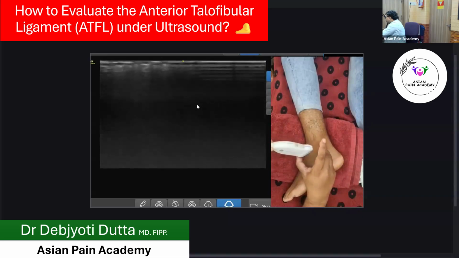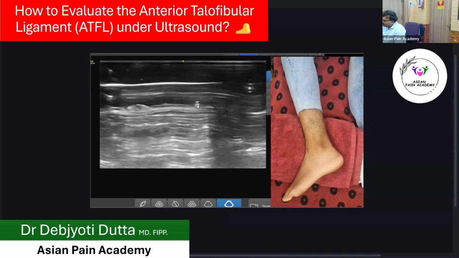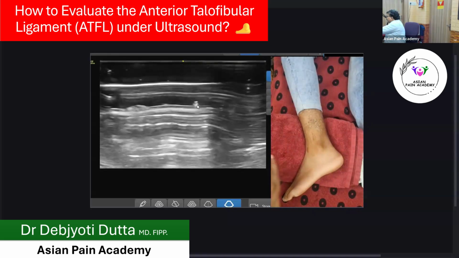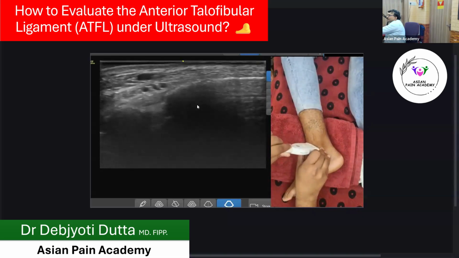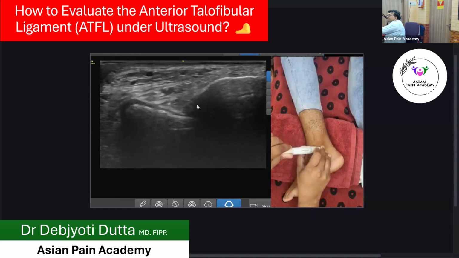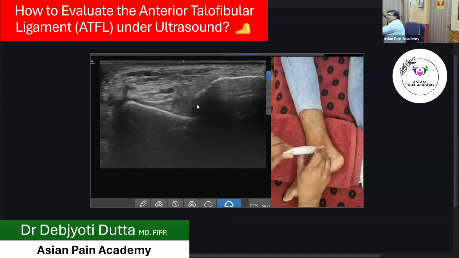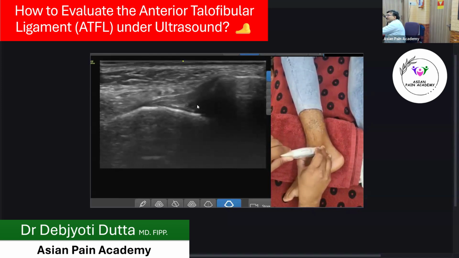Okay, let me do one thing. We need to put a little bit more gel, because with so much movement the gel is reduced. Again, I am holding it in the same fashion so that it is easier for you. From the previous ligament, let us move 90°. First we will see the triangle of the tibia, and next we will start seeing another ligament.